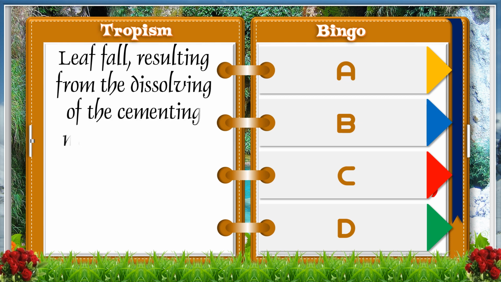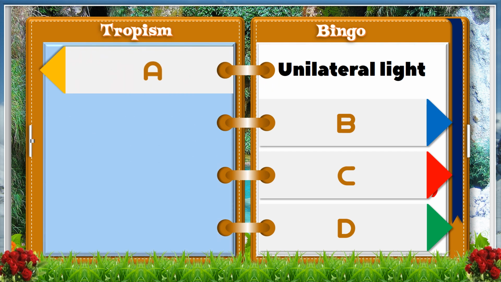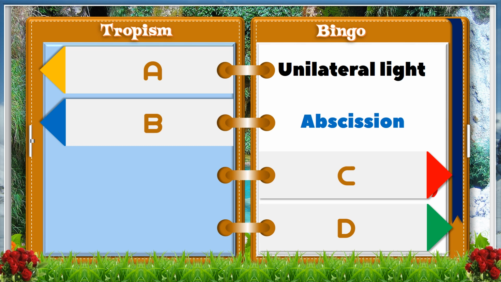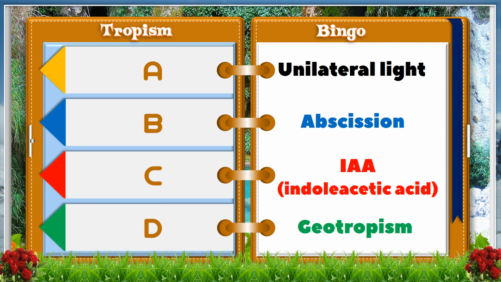Leaf fall resulting from dissolving of the cementing material between thin-walled plant cells at the base of the petiole and stem. A, unilateral light. B, abscission. C, indole acetic acid. D, geotropism. And the answer is B, abscission.